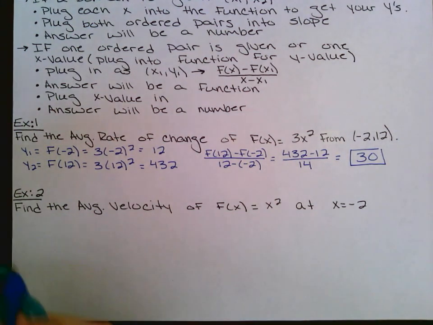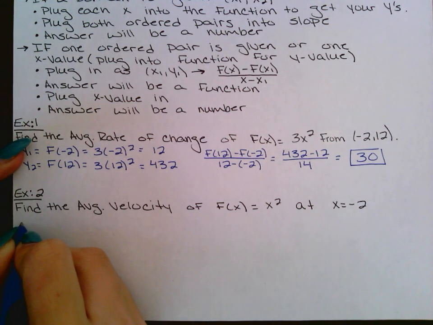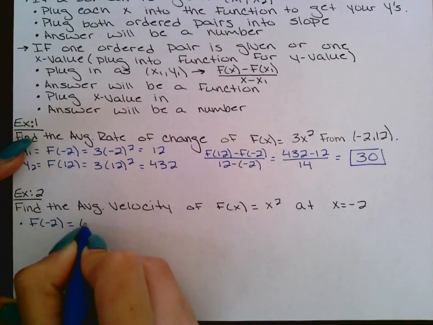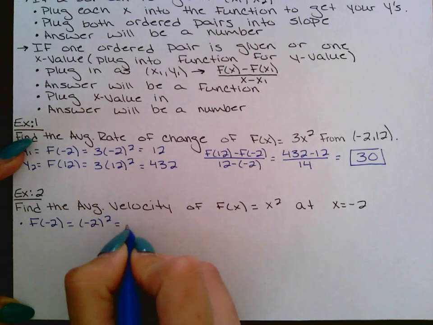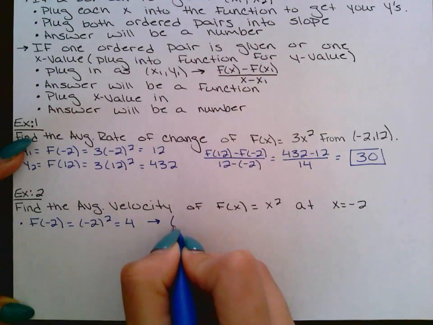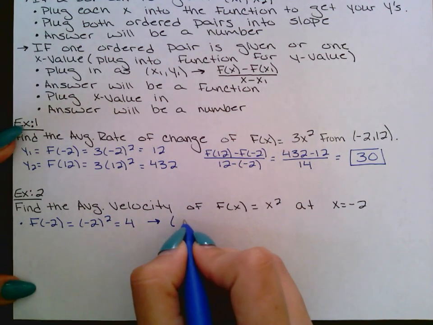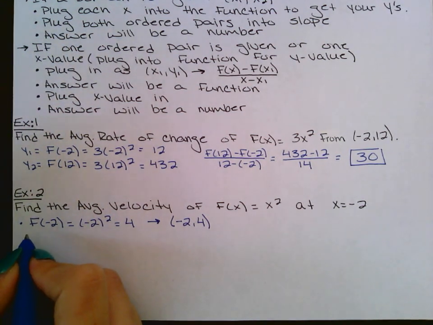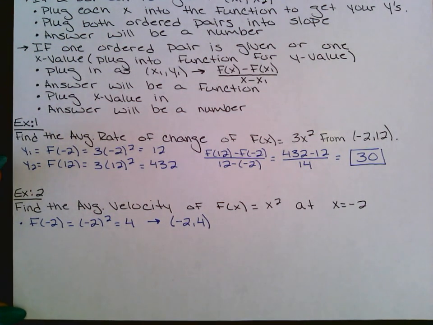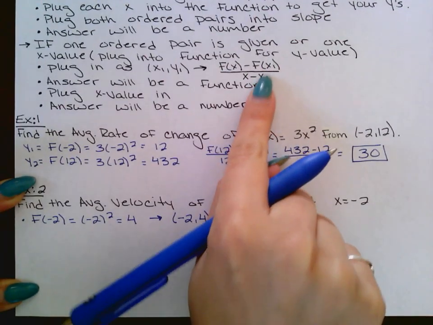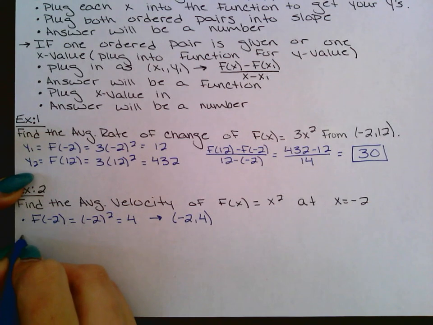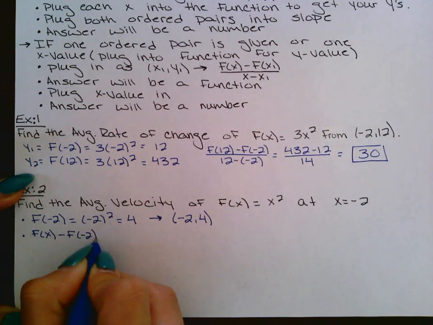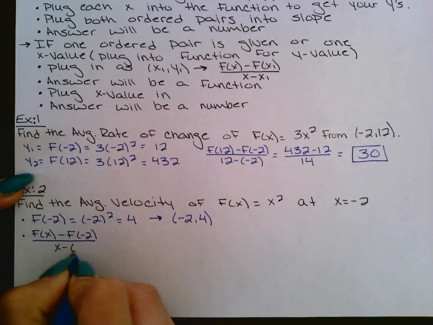So step one here is going to be to find the y value of that point. So we're going to say the function at -2 is going to be -2 squared, which gives me 4. So that means that the ordered pair, that one single ordered pair, this is scenario number 2, that I'm working with is -2, 4. Right? Next step, according to these dots, is I'm going to plug that into my slope, but just as the right side, just as the x1 and the y1. So I'm going to say f of x minus f of -2 over x minus -2.